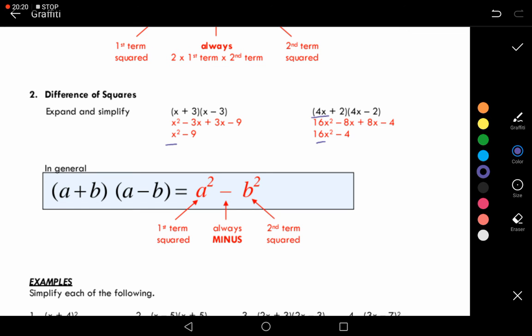Okay, it is always going to be minus. And the reason for that is if you have a positive and a negative and you're multiplying, you're always going to get a negative number. Okay? And your last term is always going to be the second term squared. So for this first one, we had 3, right? 3 was our second term. 3 squared is indeed 9. Okay, in this one, our second term is 2.